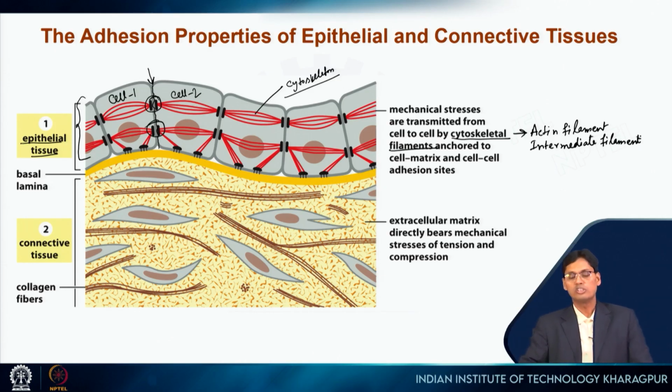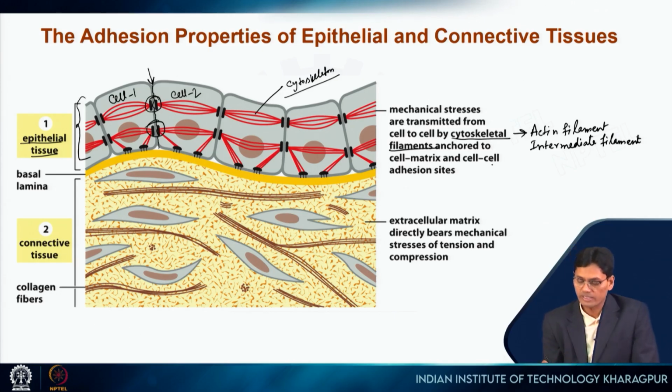As you can see, in our body different types of tension, stretch, pulling force and other forces are sometimes generated because of our movement and many other reasons. But this mechanical stress can be tolerated. In the case of epithelial tissues, these cytoskeletal filaments, which are anchored to cell-matrix and cell-to-cell adhesion sites, are the major load-bearing elements.